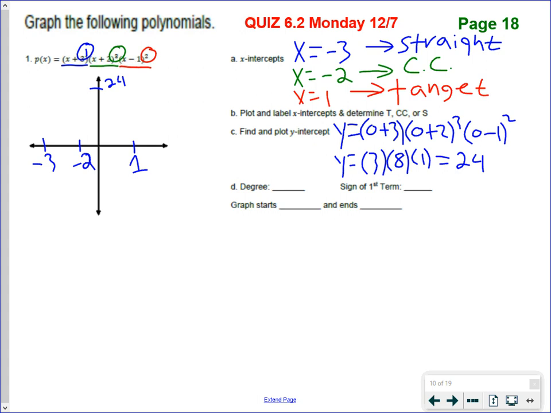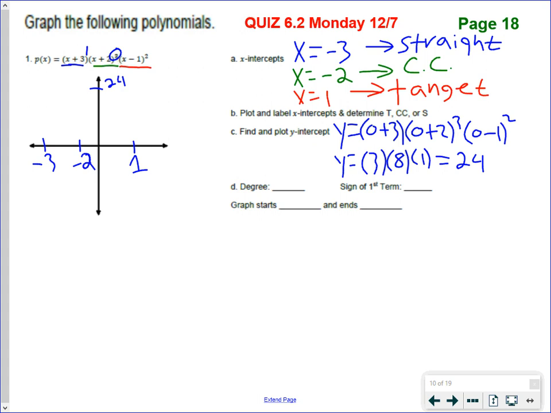So now we need to know what the degree of the whole function is. And we know what the degree of the whole function is by adding all the exponents of the factors. So we have 3 factors here: x plus 3, x plus 2 cubed, and x minus 1 squared. The exponent of the first factor, x plus 3, is 1. The exponent of the second factor, x plus 2, is raised to the third power.